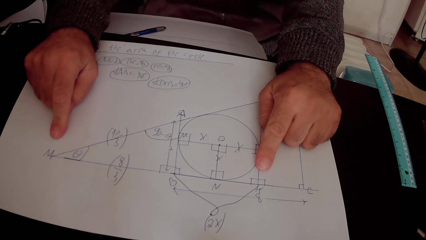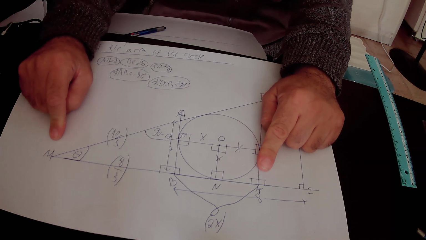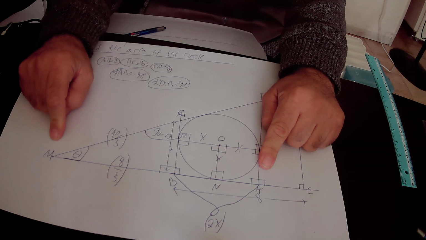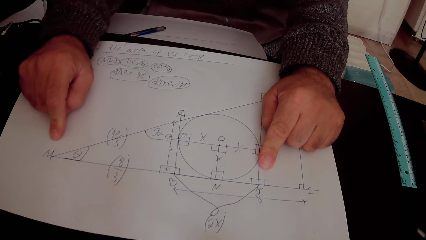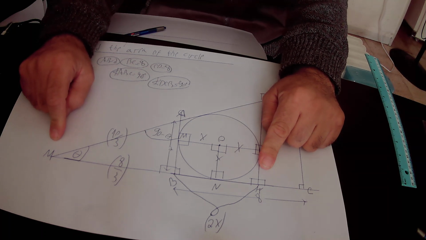What is the length of MK? From the drawing, it is very easy to see that MK equals MB plus BK. So MK equals MB, that is 8 over 3, plus BK, that is 2x. So in total, MK equals 8 over 3 plus 2x.